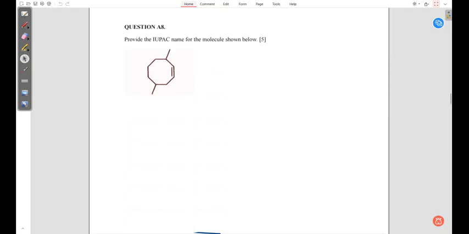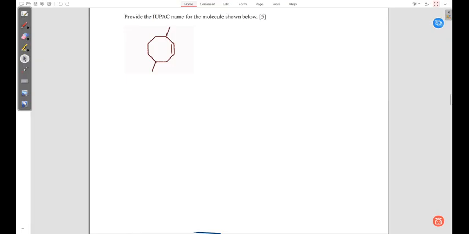Provide the IUPAC name for the molecule shown below. These are very simple concepts. This is from organic chemistry. Organic chemistry is my favorite topic in chemistry, so you want to check it out on the site as well. I've covered some basic principles, from the conversions of skeletal structures into Lewis structures and vice versa, and also things to do with IUPAC names.